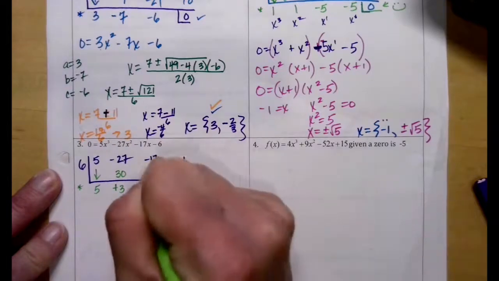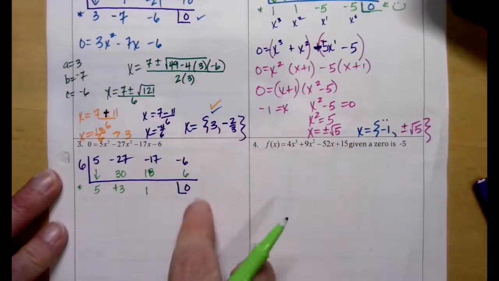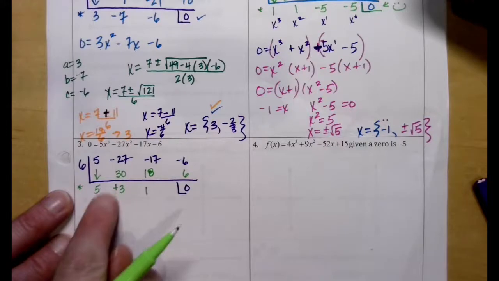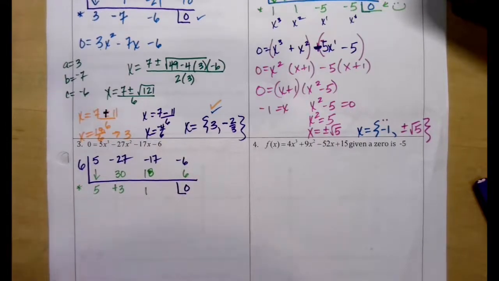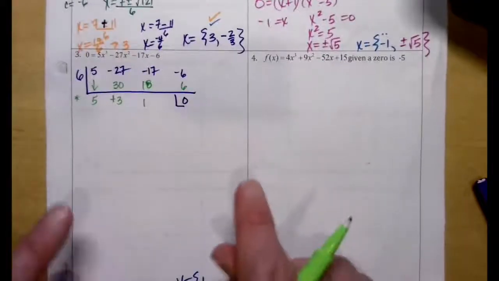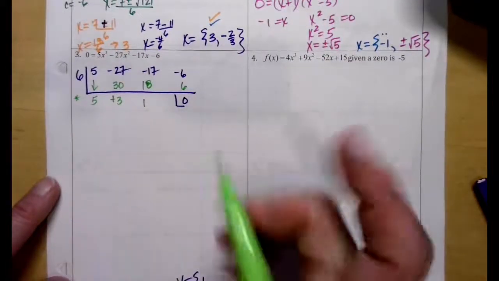18. Positive 1. 6 and 0. Now, you saw I almost made a sign mistake. If I ended up with not having 0 here, I know I would have had to go back and find what my mistake was.